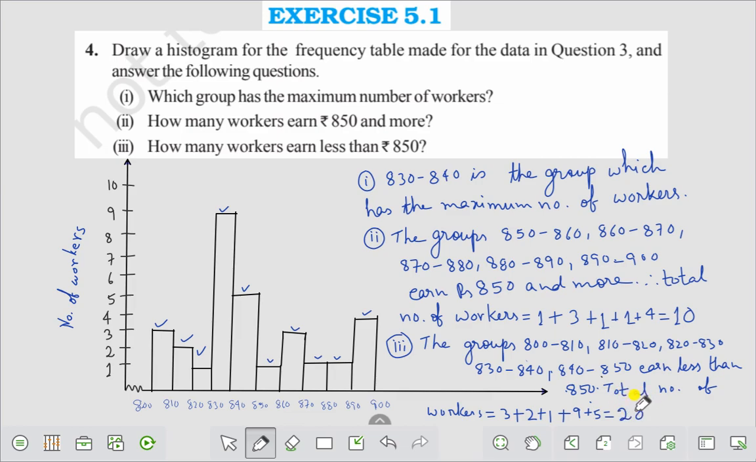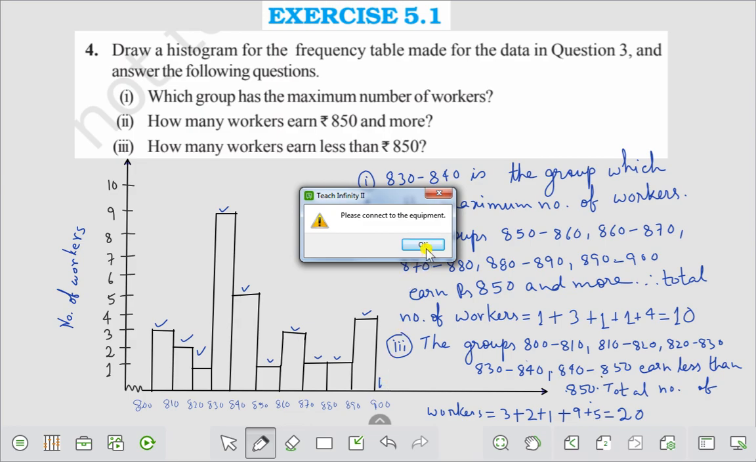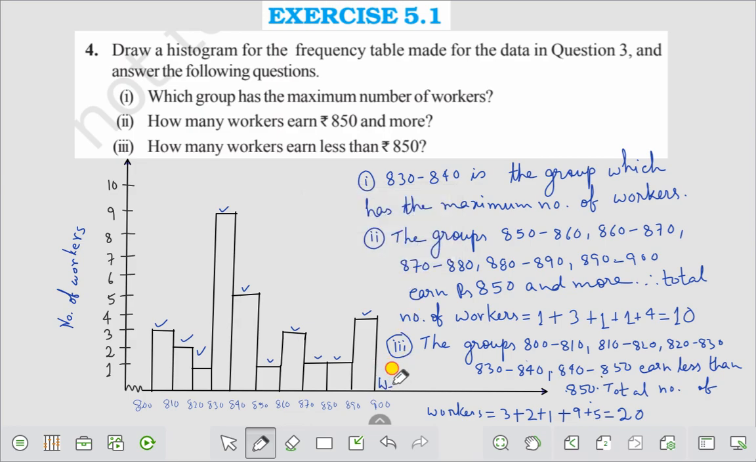Right? Here is the answer. This is the number of workers and this is the weekly wages in rupees. Right? Which group has the maximum number of workers?